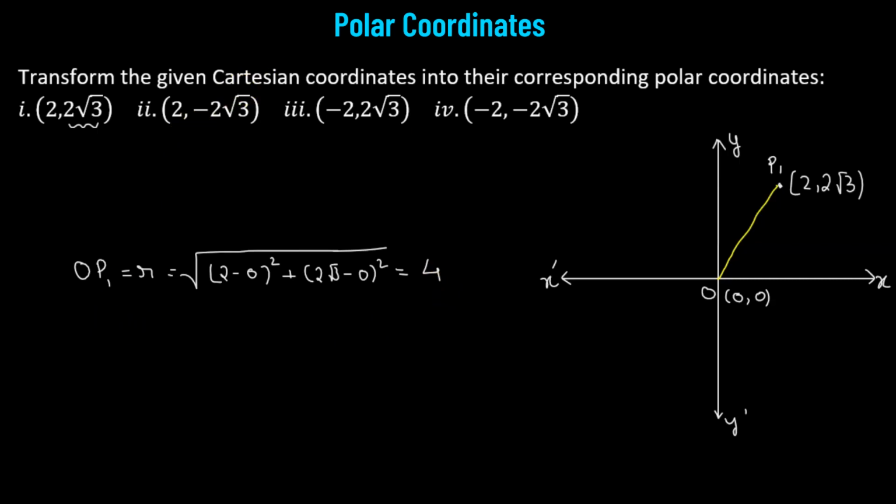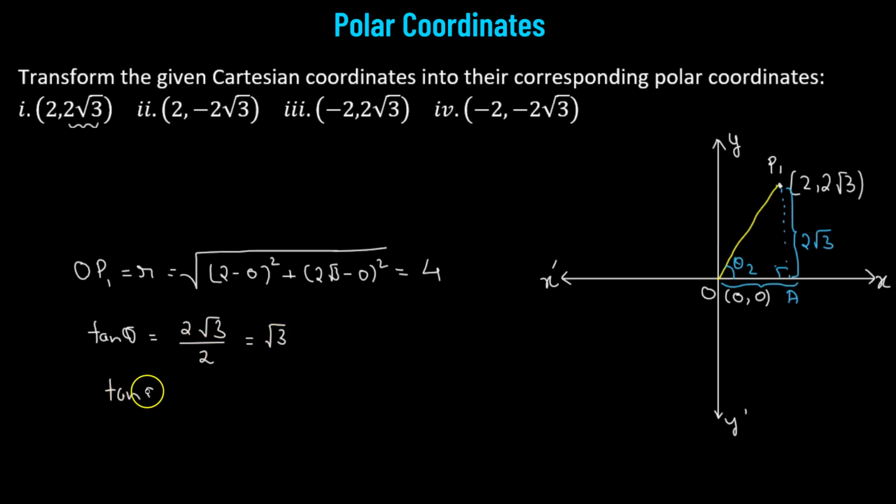Here we'll have to be a little bit careful. First, from point P1 we're going to drop a perpendicular on the x-axis and call it A. This gives us a right angle triangle OAP1, which is right angled at A. Here we consider the y coordinate, which is 2√3, and the x coordinate value, which is simply 2. We'll try to find this angle theta, which corresponds to the polar angle. So tangent of theta is simply the y coordinate, 2√3, divided by 2, which is equal to √3.